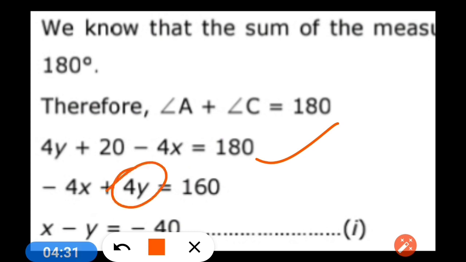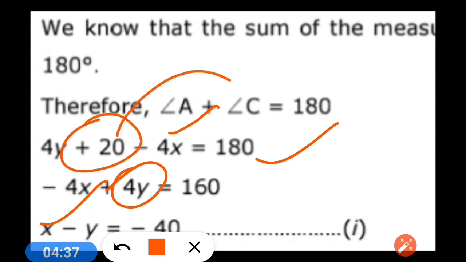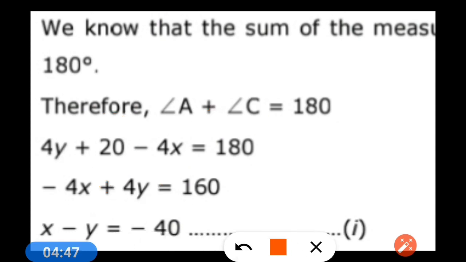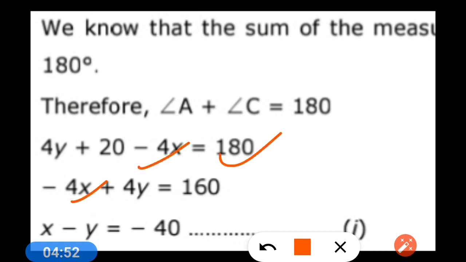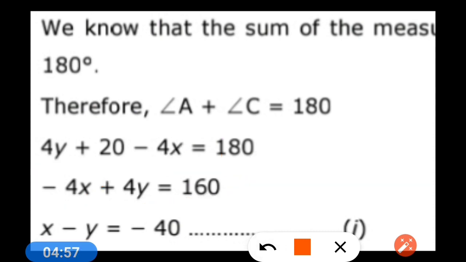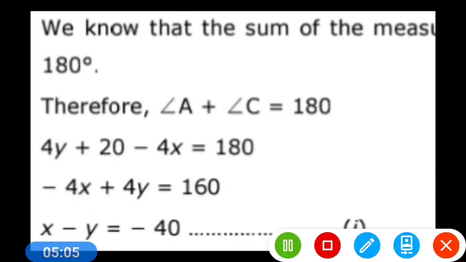4y here, minus 4x here, and this 20 will go to the right side, and when we take it to the right side it will be 180 minus 20 and we'll get 160. Because 4 is common in all three terms, we can divide the whole equation by 4, and after that we'll get equation number 1 as x minus y equals minus 40. In the same way we'll have to find the second equation.